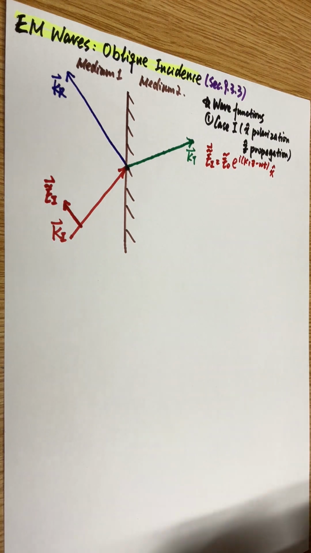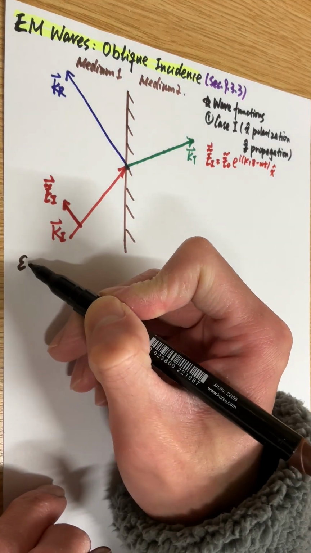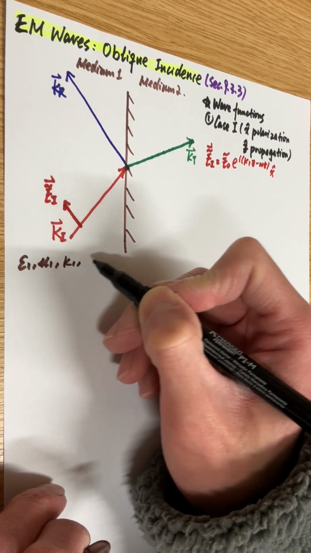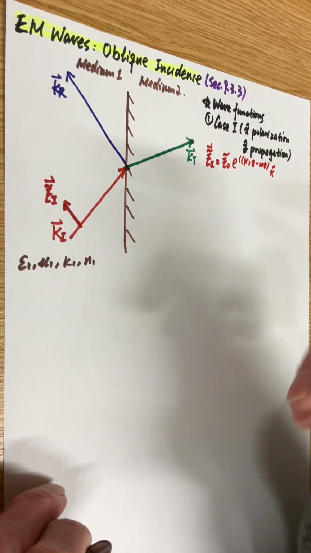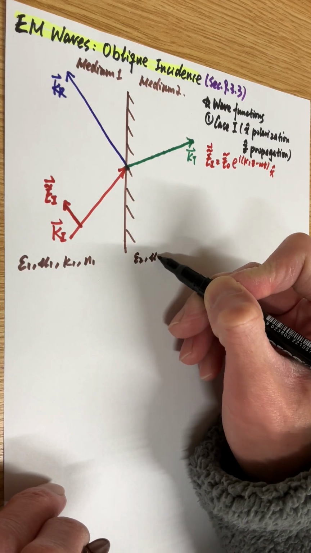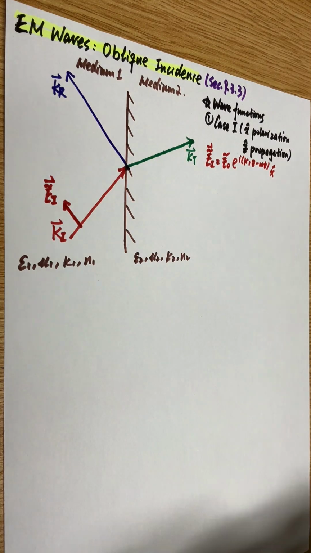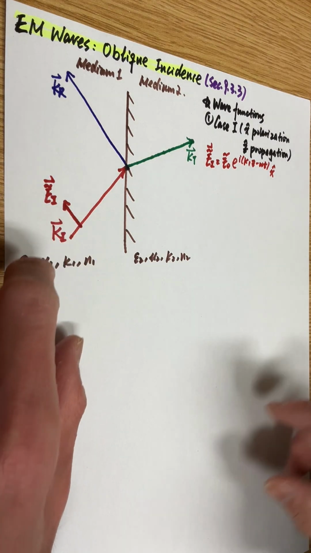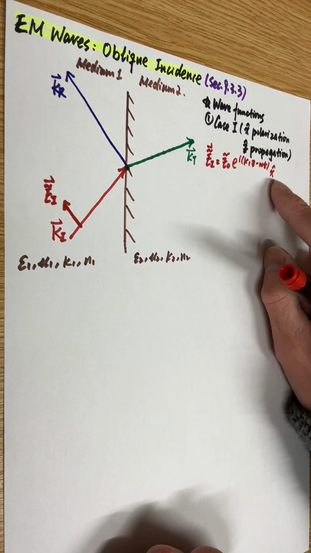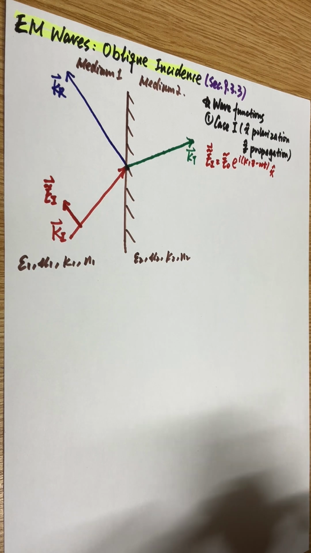So for medium 1, we always have a set of parameters: permittivity, permeability, and then wave number, and then index of refraction. And then for medium 2, we have a different set of parameters. We have epsilon 2, mu 2, kappa 2, and then n2. So the incident light would have kappa 1. So this is the most simple case where we have the polarization in the x direction.